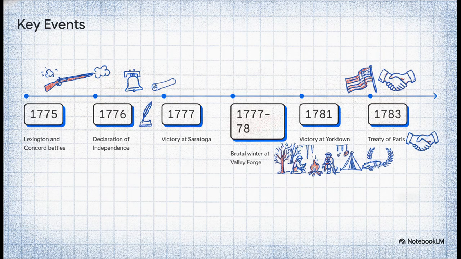Now, the war dragged on for years, especially through the brutal, freezing, and starving winter at Valley Forge in 1777. But the newly formed American Continental Army held on until their ultimate victory at Yorktown, leading to the official end of the conflict with the Treaty of Paris in 1783.